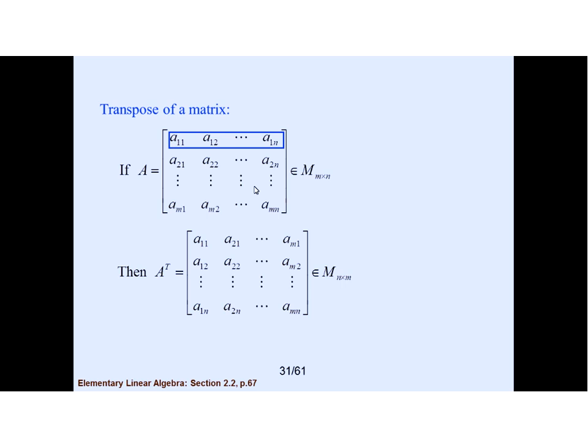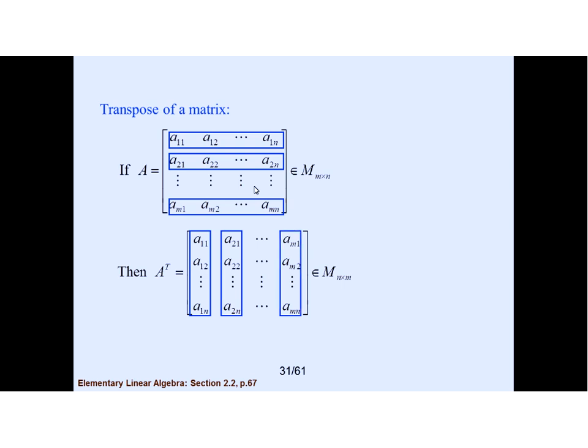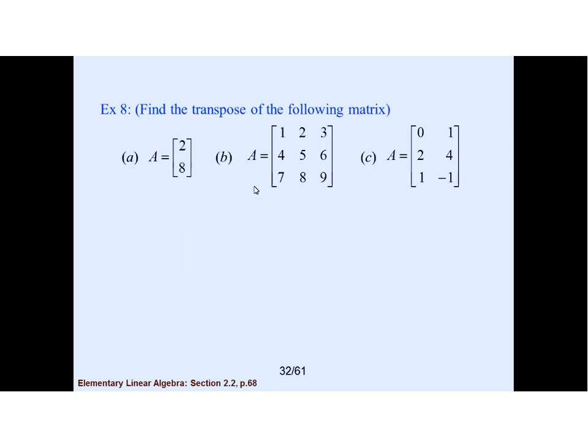So the first row becomes the first column, the second row becomes the second column, the third row becomes the third column, and the nth row becomes the mth column. So this is the procedure to find the transpose of the matrix. Here there is a question: find the transpose of the following matrix. We are given a matrix with one column and two rows.